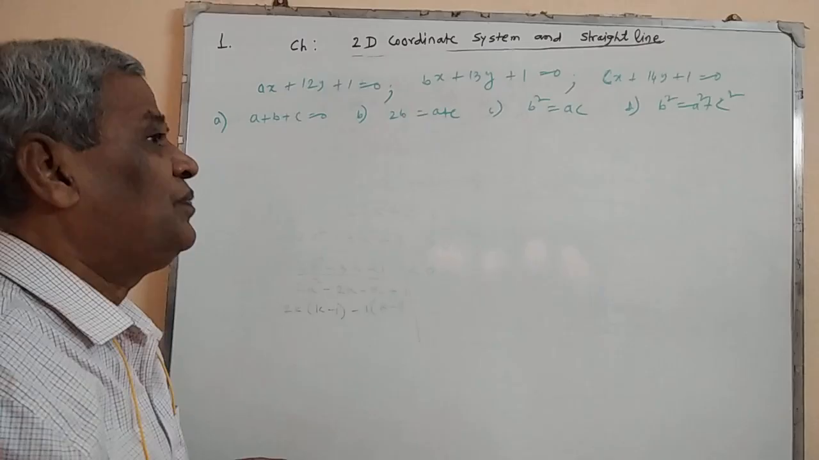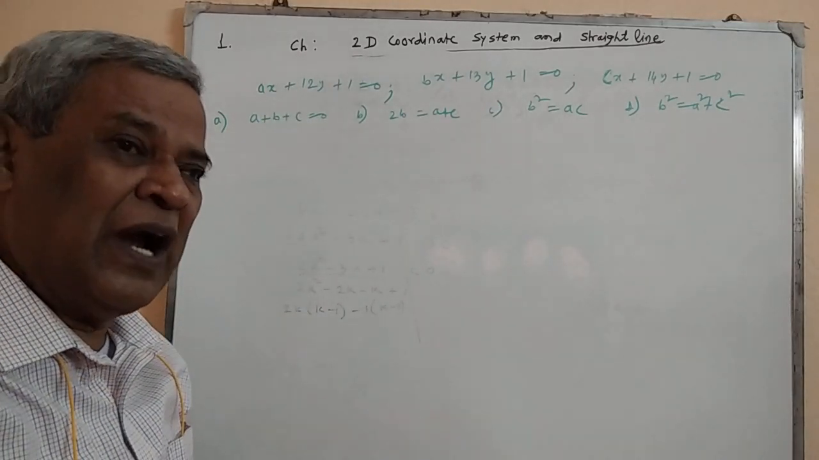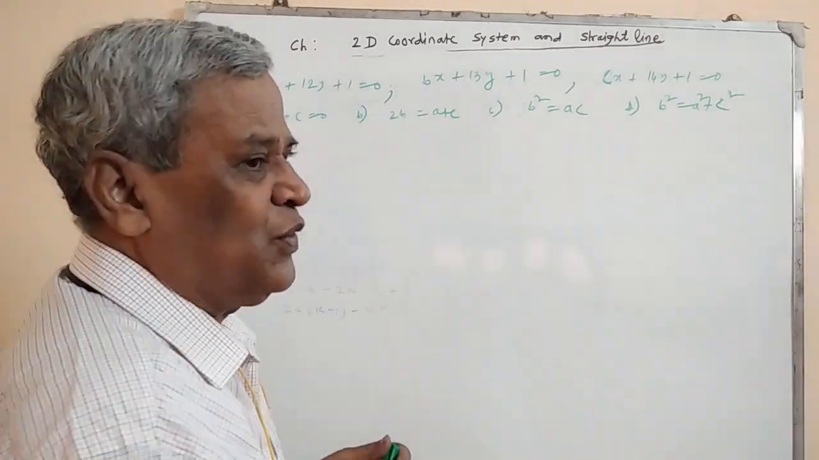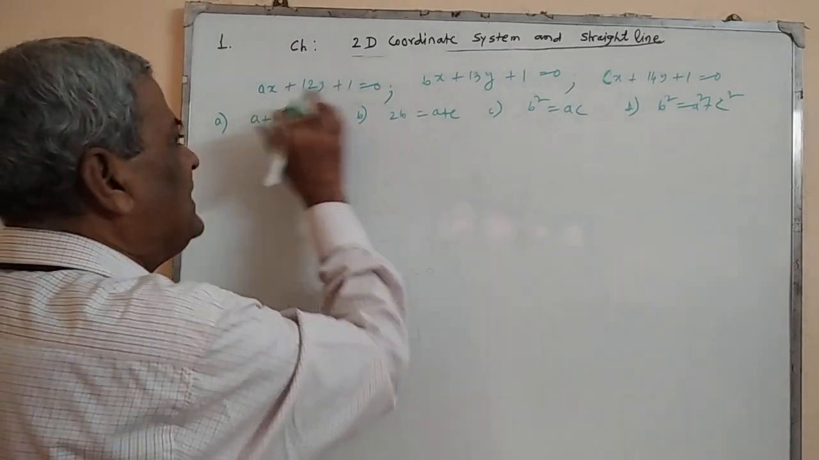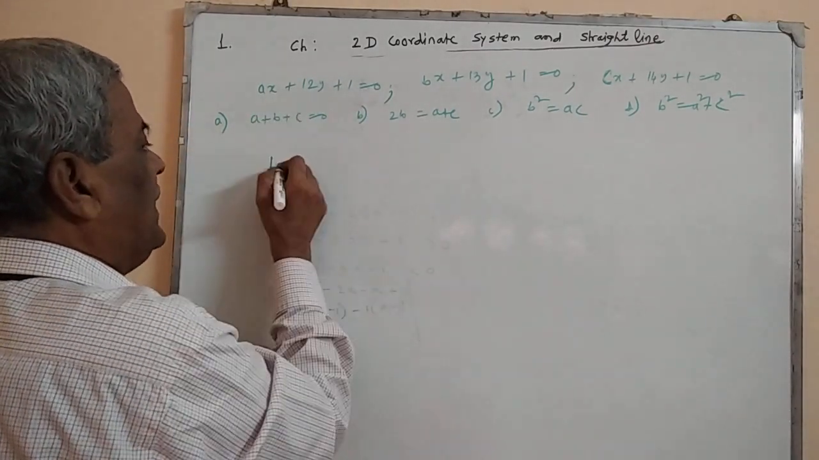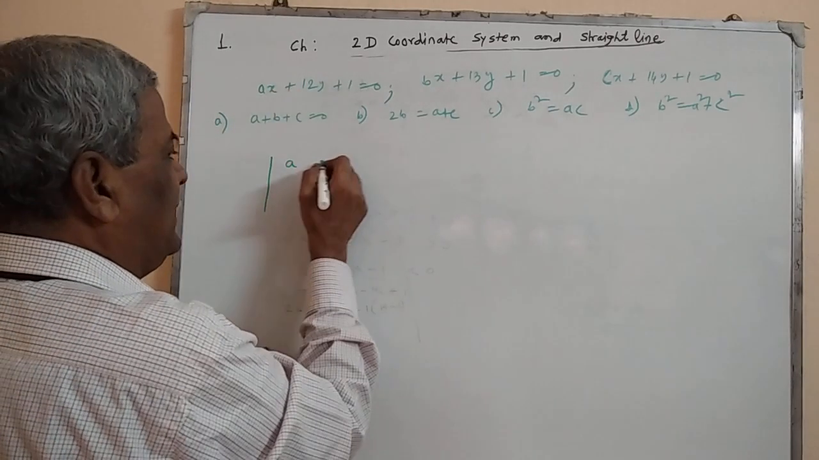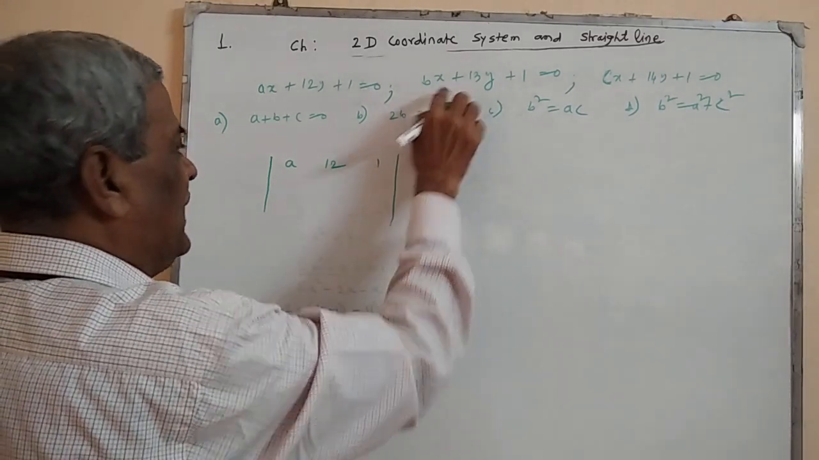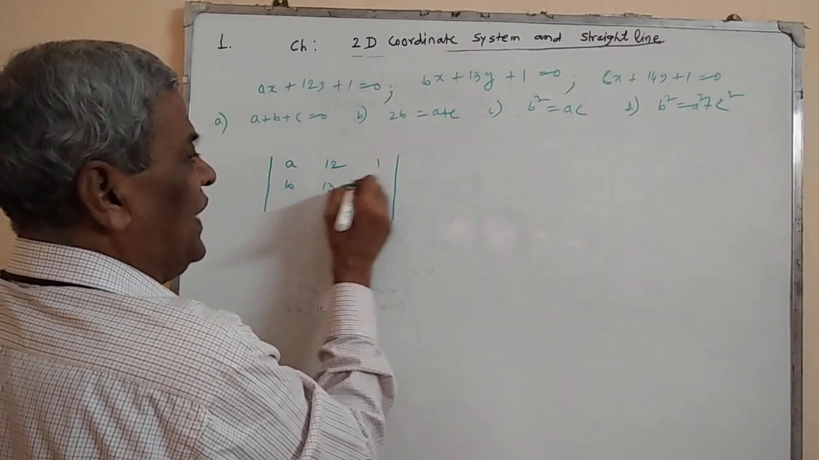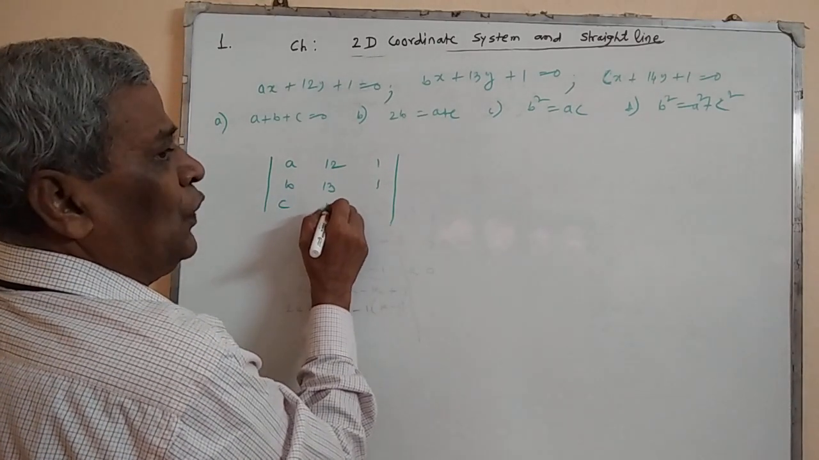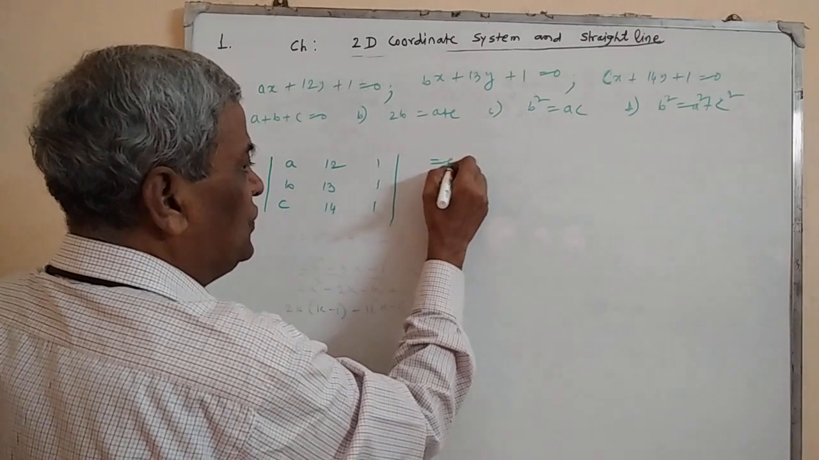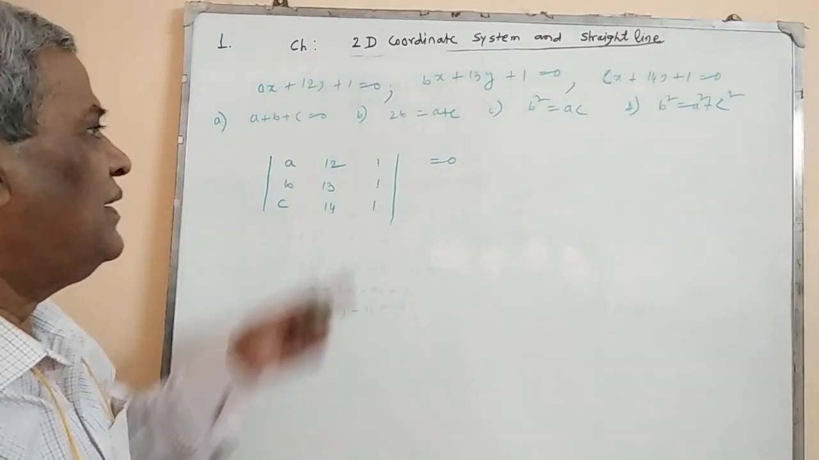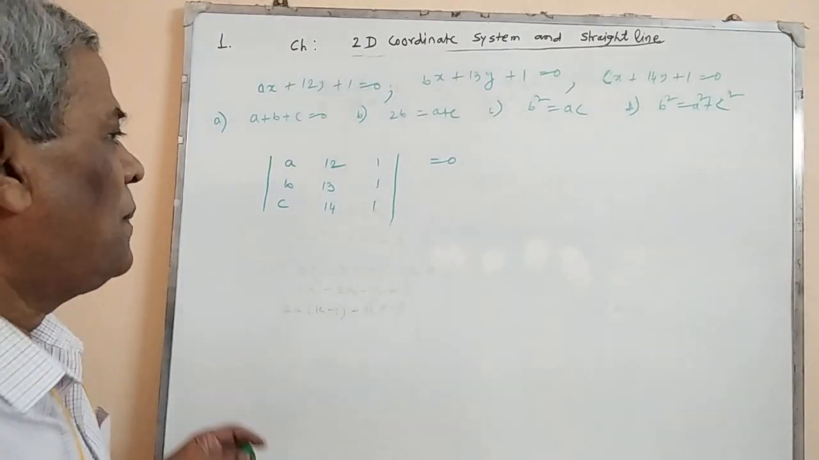Last day I told you that if 3 straight lines are concurrent, then the determinant value of the coefficients will be 0. Here, as they are concurrent, the determinant has first row A, 12, 1: coefficient of x, coefficient of y, and constant. For the second, B, 13 and 1. It is C, 14 and 1. They must be 0. By finding the value of the determinant, you can get the result very easily.